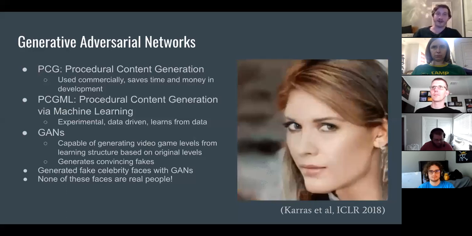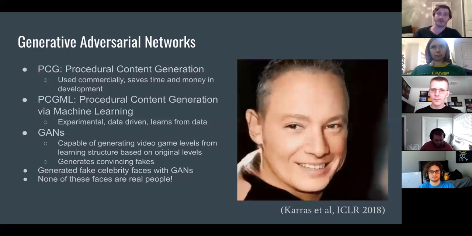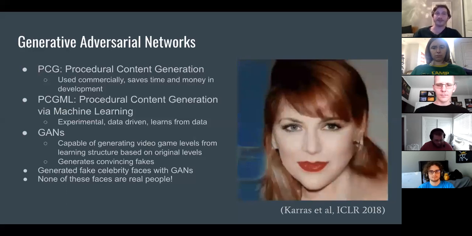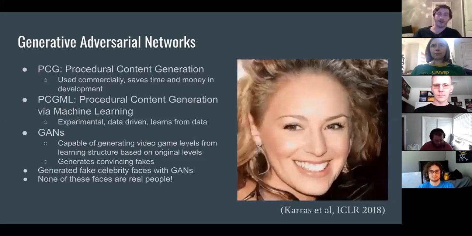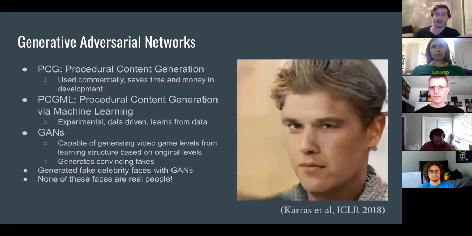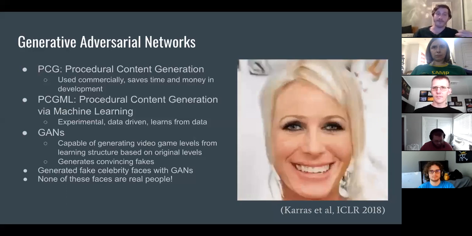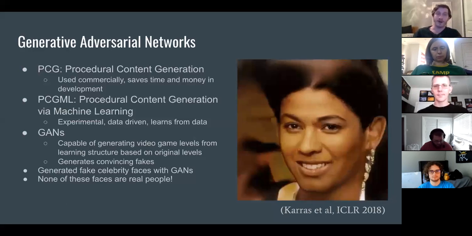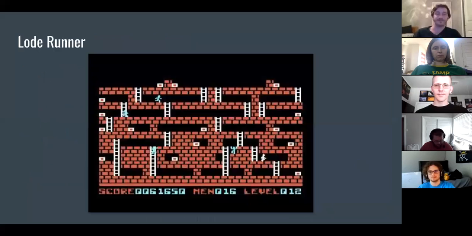So GANs are capable of generating video game levels from learning the structure from the original levels, and they can generate very convincing fakes that are indistinguishable from real levels. The first real breakthrough with GANs was this paper published in 2018 that generated a number of fake celebrity faces. So these pictures that you see over on the right, none of those people are actually real. They're all generated by a generative adversarial network.